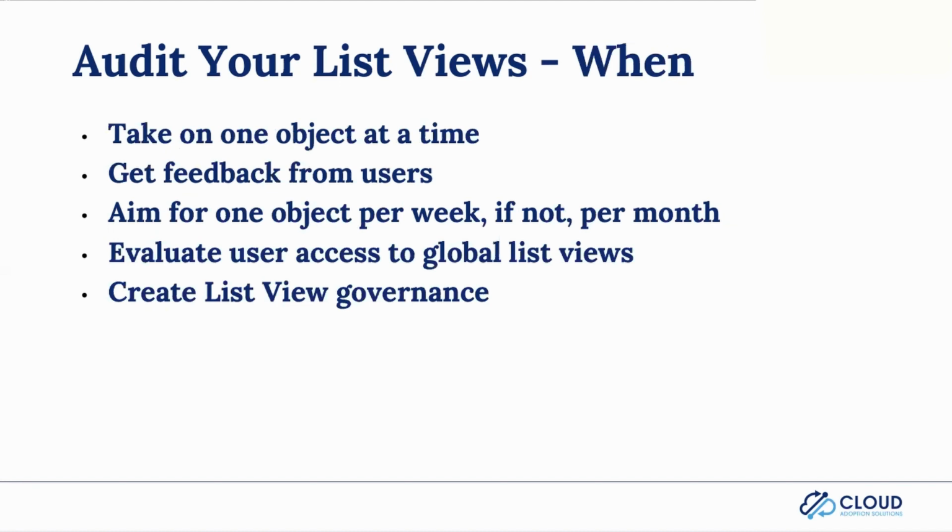So when should I audit my list views? Best bet here is to take on one object at a time because it could be a little bit complex once you get into the org. So start with your accounts or start with something that you know that you're comfortable with. Make sure you get feedback from your users too, because once you audit these list views, you're more likely going to be making some changes to make things easier to see. You're going to be switching around some columns. Try to do one per week. If not, do one a month. That way, it may take you a year to get through 12 objects, but at least you're getting it done.